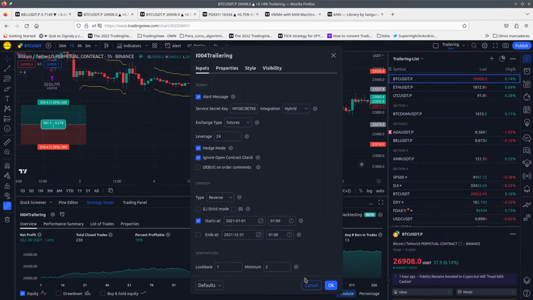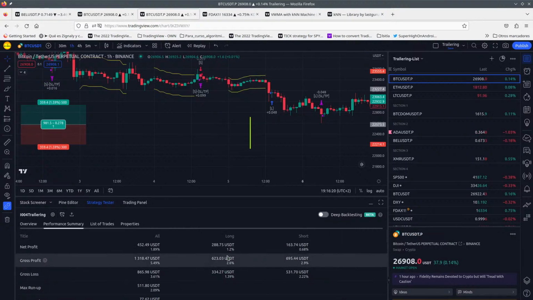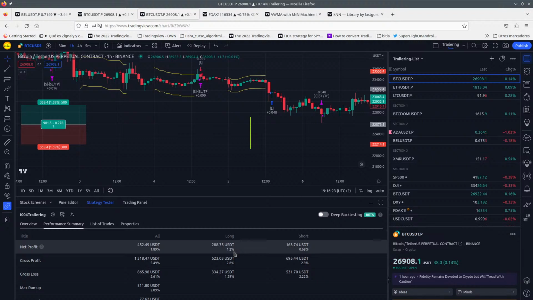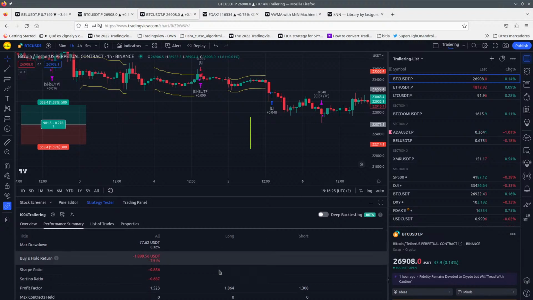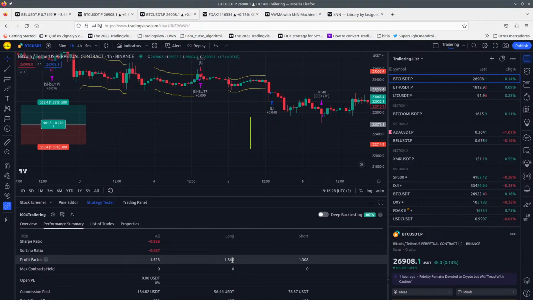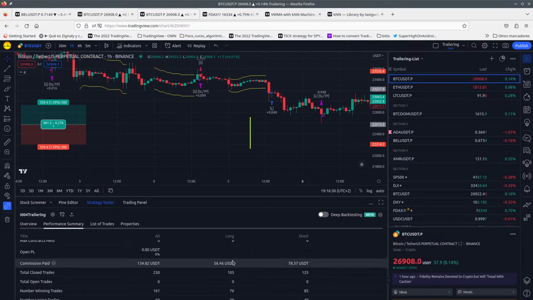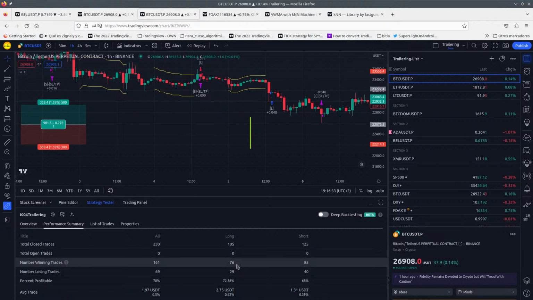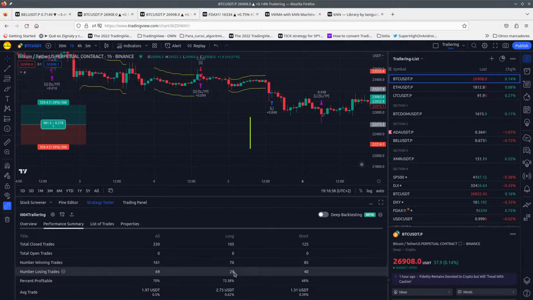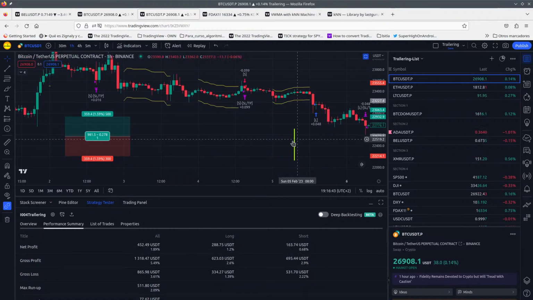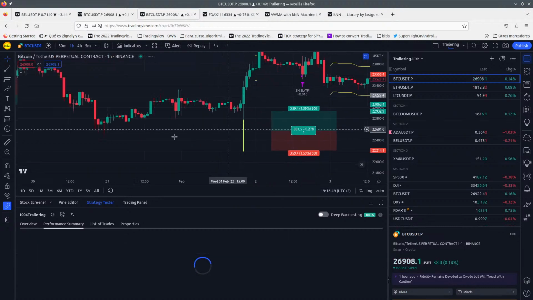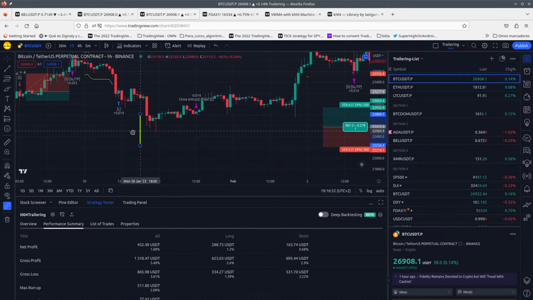Okay, let's take a look at the performance summary. So long. So my question is profit factor. No, okay, so winning trades, losing trades. So we have more winning trades than losing ones with long. But even then I am finding a lot of them that are not so good. So I'm not sure. Look at this. This one also we are losing.